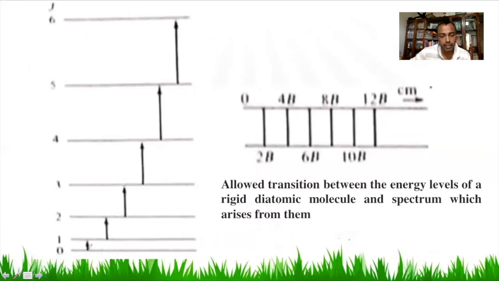So here it is the case from 0 to 1, from 1 to 0. All the allowed energy transitions will be 2B, then 4B, then 6B, 8B, 10B, 12B centimeter inverse, or these are the absorption bands. Similarly, emission bands can also be observed when the J value is negative. That time it will be minus.